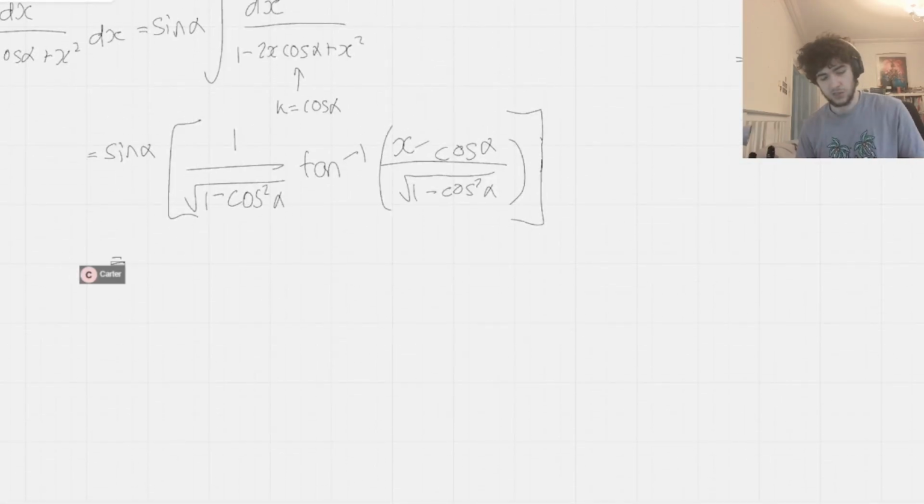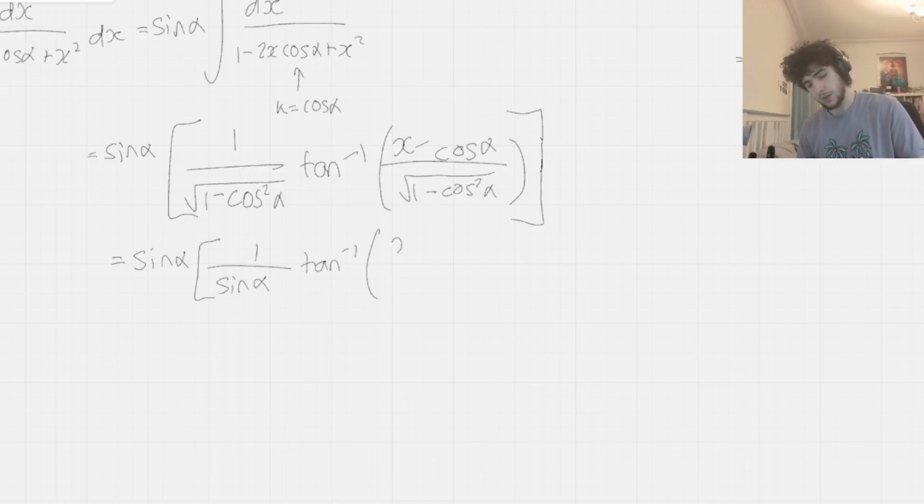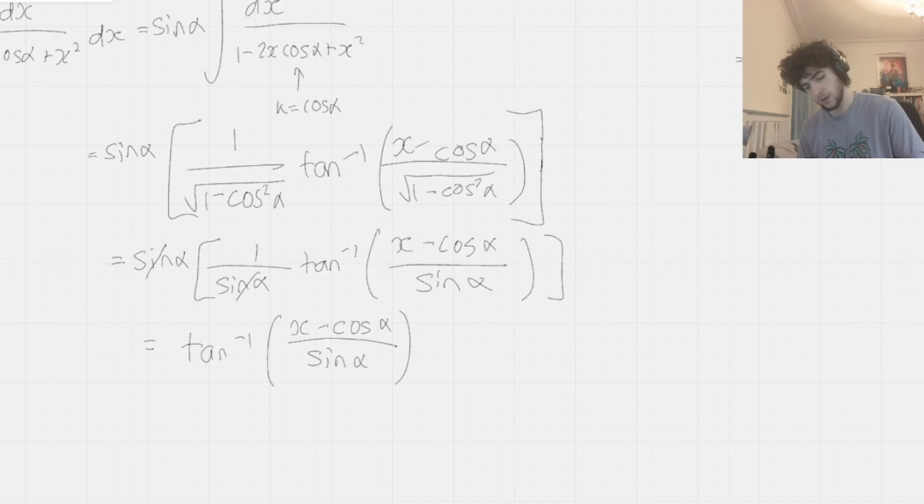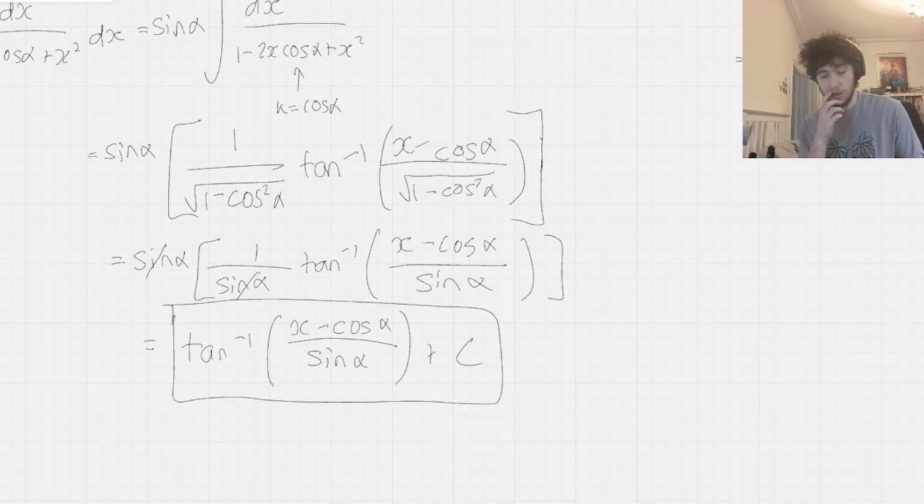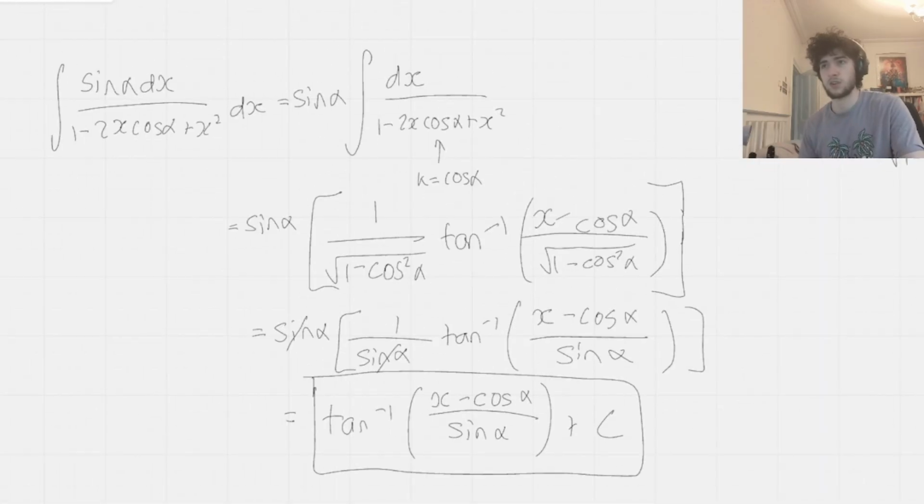So effectively, we can just say this is equal to sine alpha multiplied by 1 over sine alpha, arctan of x minus cosine alpha divided by sine alpha. And we can obviously get rid of these sines. So this just gives us arctan of x minus cosine alpha divided by sine alpha, and of course we'll have a constant of integration plus c. So this is going to be the answer to our indefinite integral of sine alpha dx over 1 minus 2x cosine alpha plus x squared.